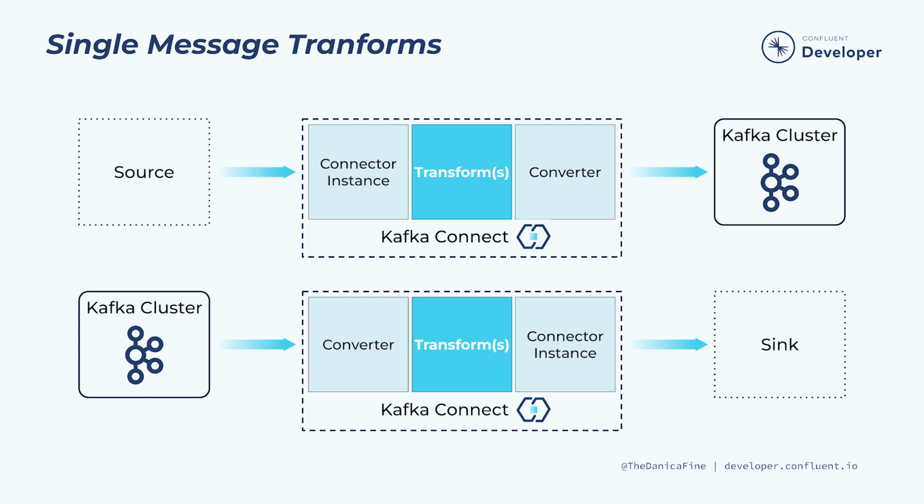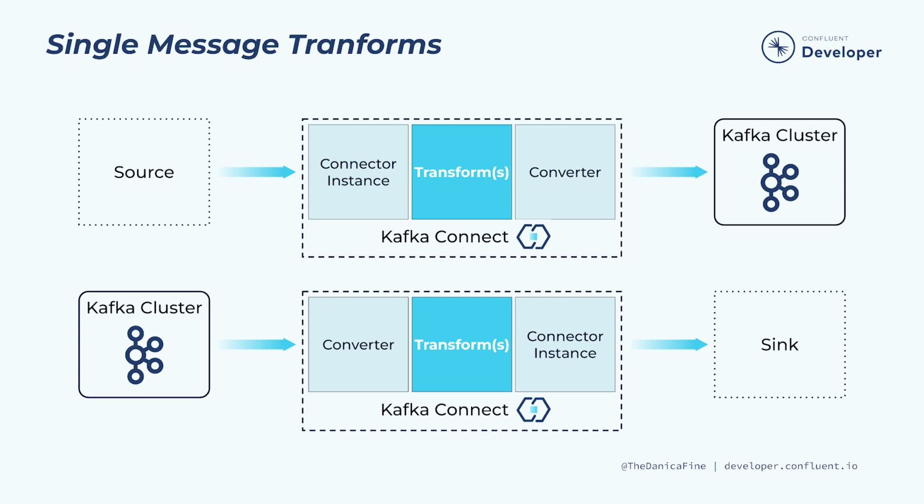The third and final key component in Kafka Connect is the transform piece. Now, unlike connectors and converters, these are entirely optional. You can use them to modify data from a source connector before it's written to Kafka, or modify data read from Kafka before it's written to the sink. Transforms operate over individual messages as they move, so they're known as single message transforms, or SMTs.